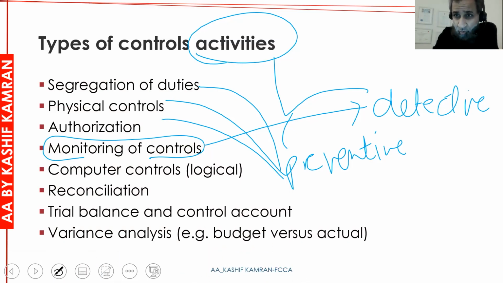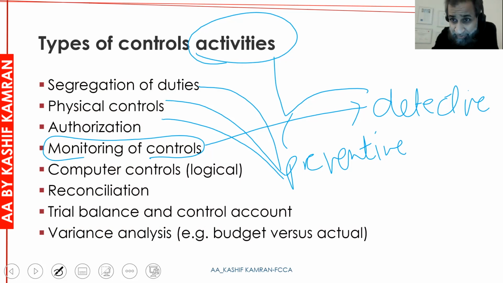Trial balances and control accounts, such an important check and balance on the financial systems. If your trial balance is not balancing, it means there is an error or there is a fraud, there is a window dressing, that you have done a debit but you've not done a credit. So trial balances and control accounts is a good check and balance on your true and fair view of the financial statements. And variance analysis, budgets versus actual, is such a good control.